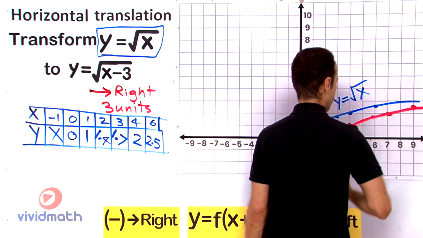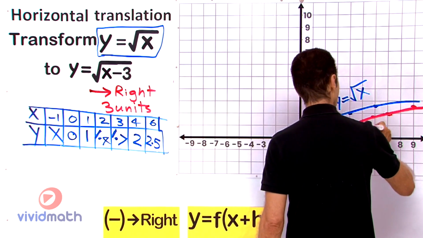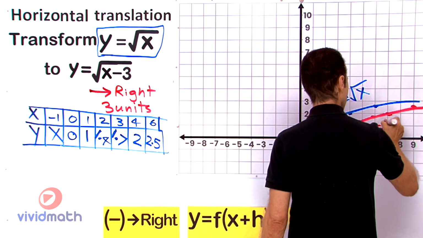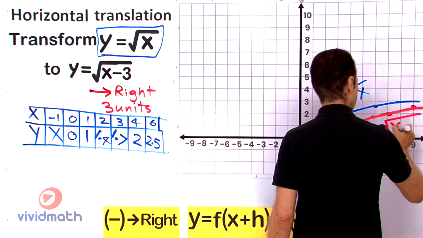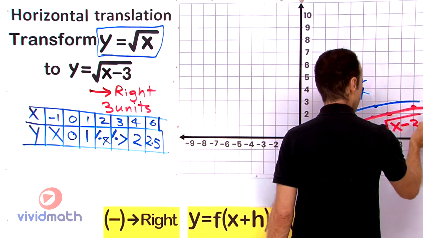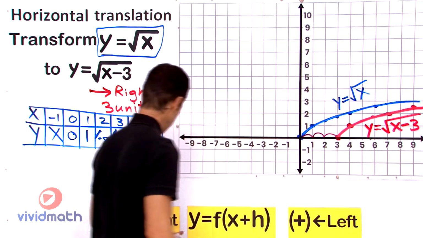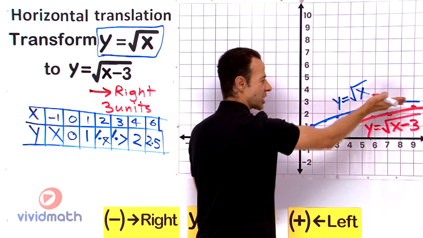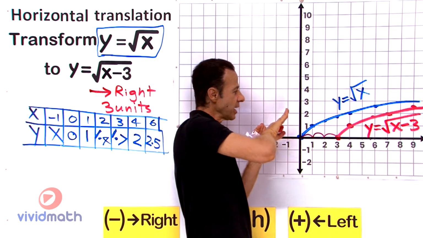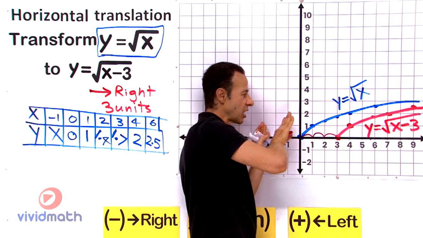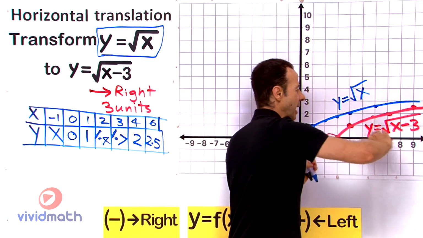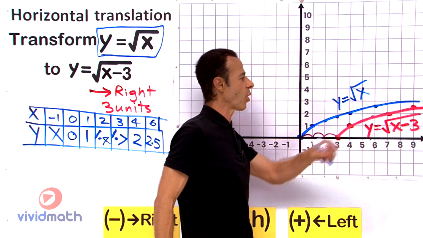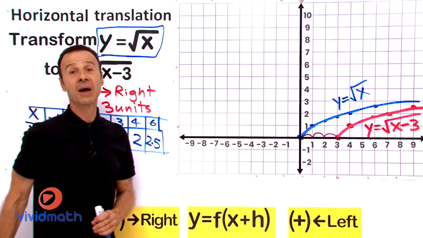So there it is. That is y equals the square root of x minus 3. And remember, minus means we move to the right. This exact shape and size has not changed in any way. It's just been shifted, we slid it 3 units to the right, and we formed the new function, y equals the square root of x minus 3.